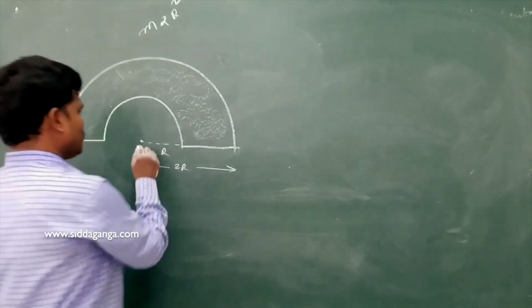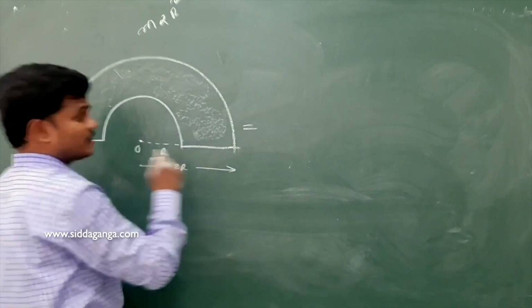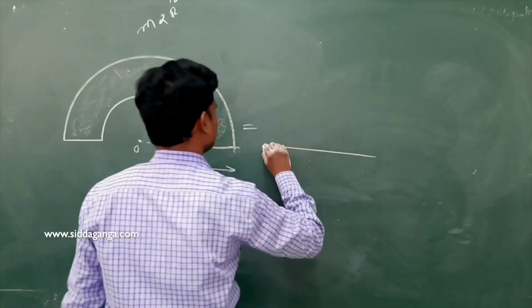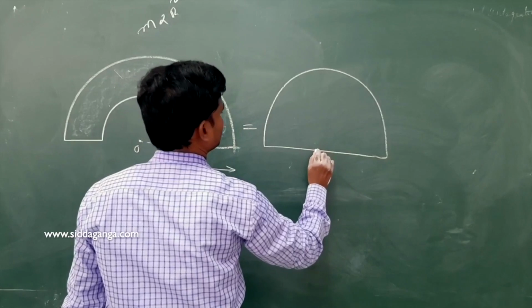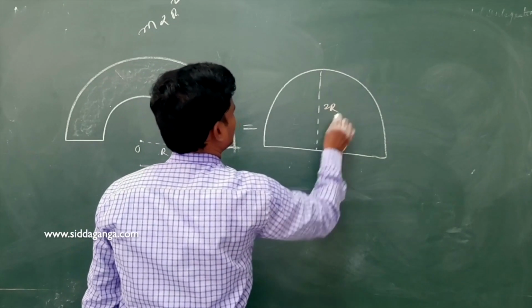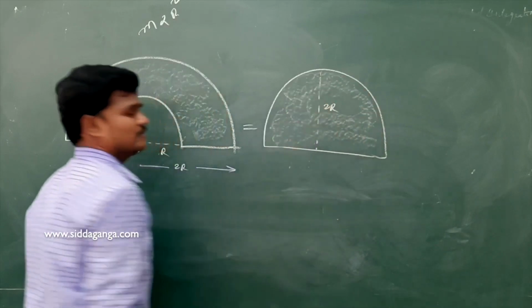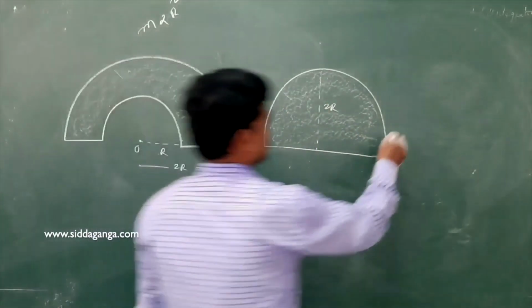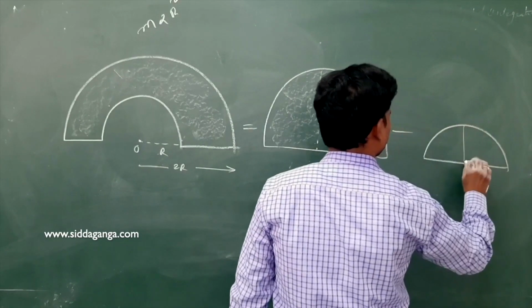To solve this one, I am going to replace this diagram with two discs. One is a bigger disc whose radius is 2r, minus a smaller disc whose radius is r.